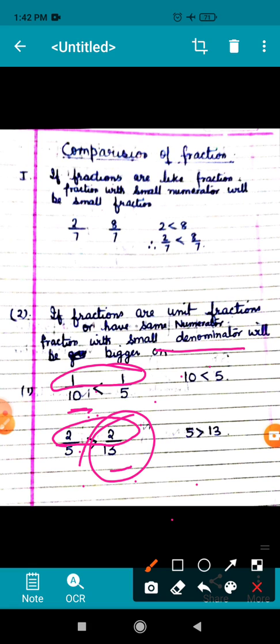Children, hope you all have understood the method of comparing fractions. So please learn the rules, learn the formulas, and practice these sums.